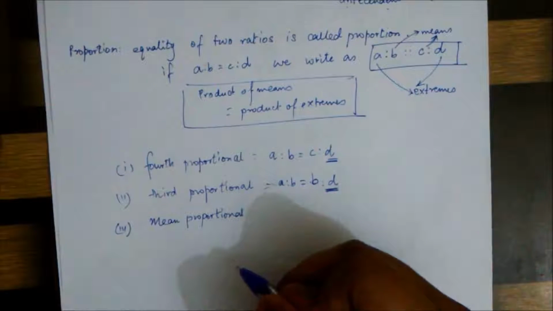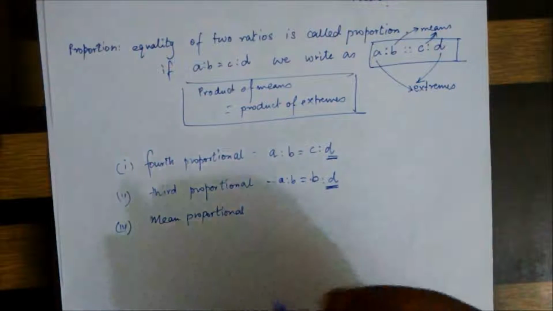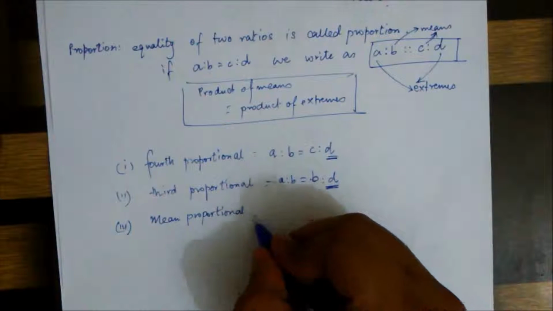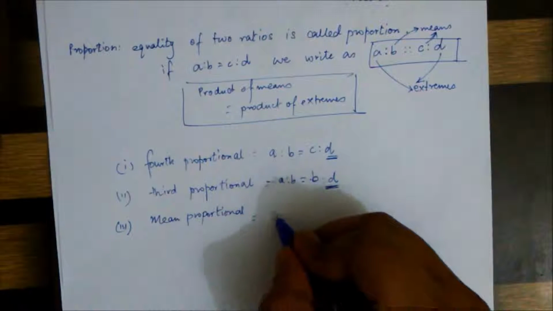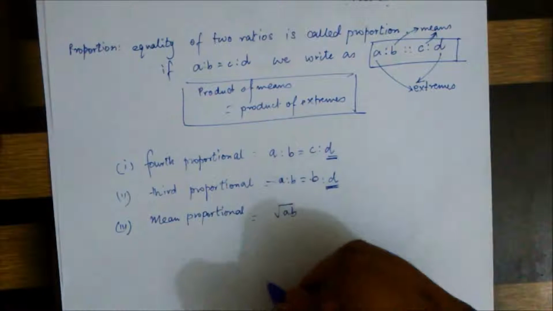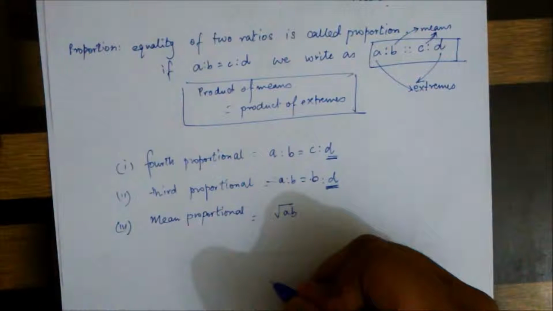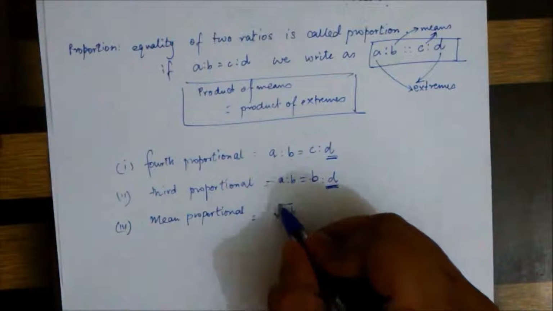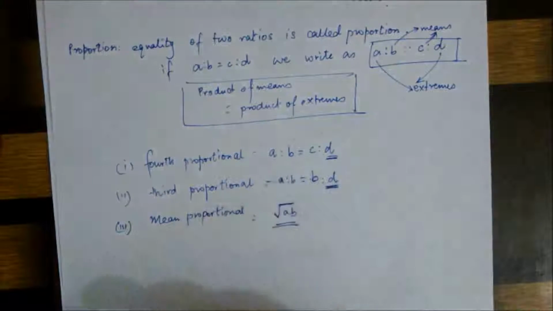And the third terminology will be the mean proportional, which is basically root over AB. That is, if we need to find a mean proportional between A and B, the answer will be root under AB.